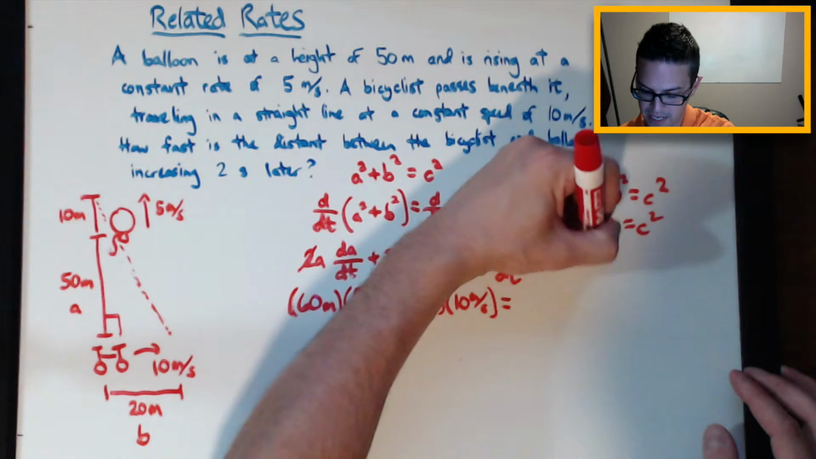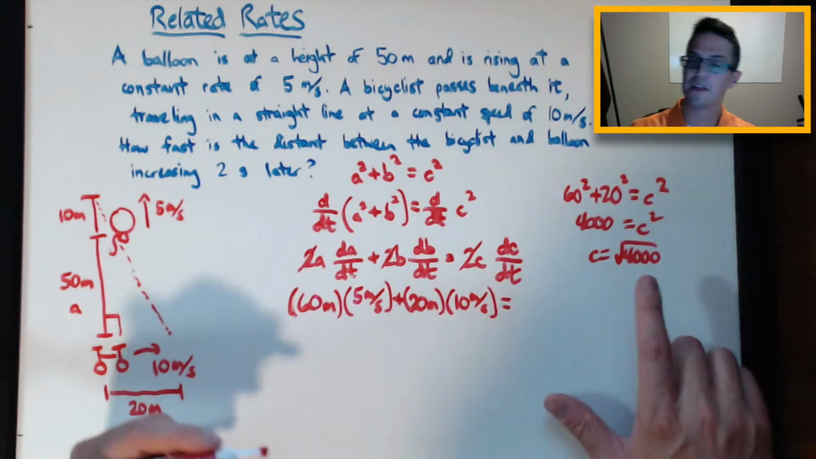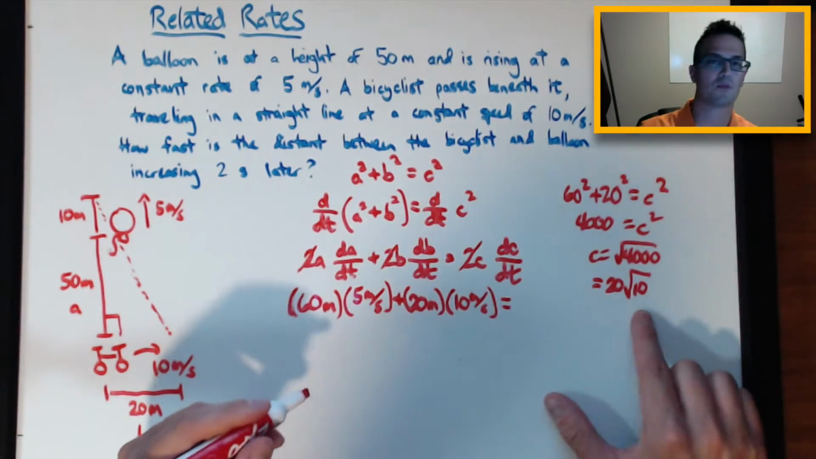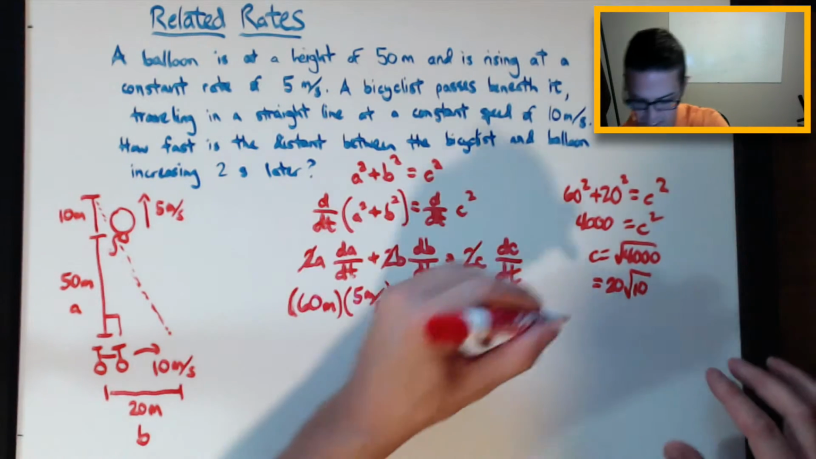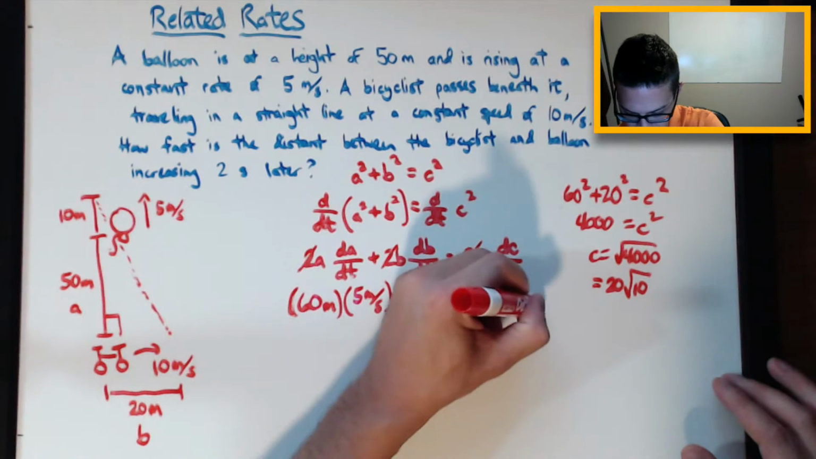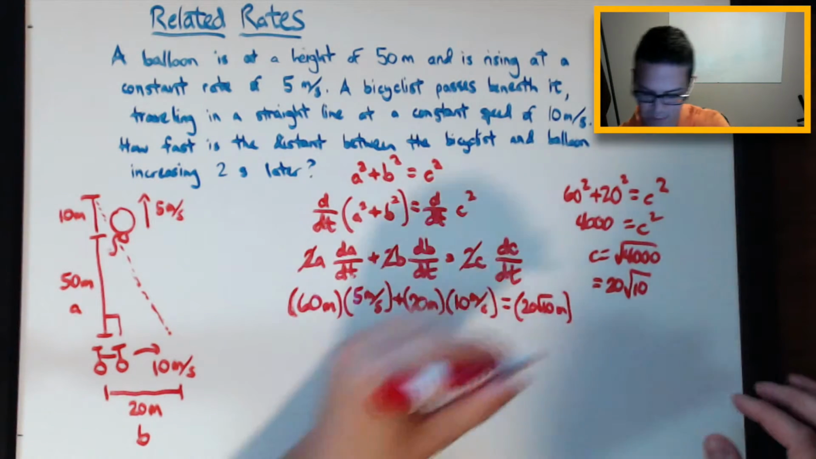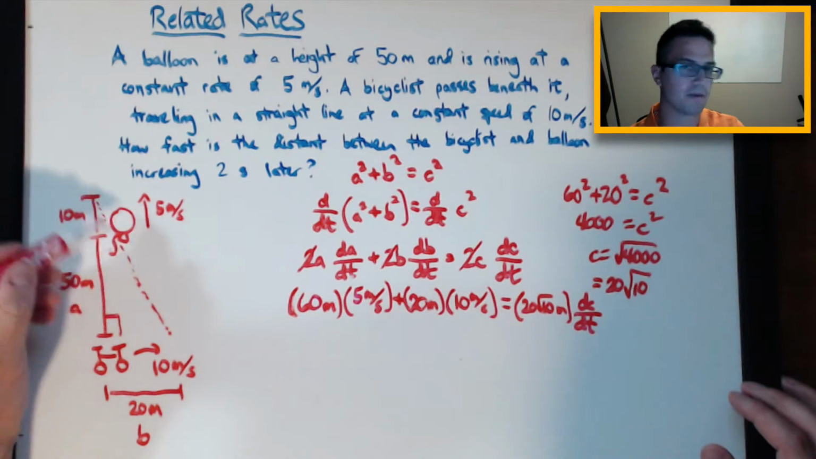Take the square root of both sides. You get c is equal to the square root of 4,000. Okay, this simplifies to the following: 20 times the square root of 10. Okay, so now from here, this is going to be our c. So I'm going to write 20 square root of 10 meters times our dc over dt. Well, that's what we're looking for. So we're looking for this dc over dt right here, okay?